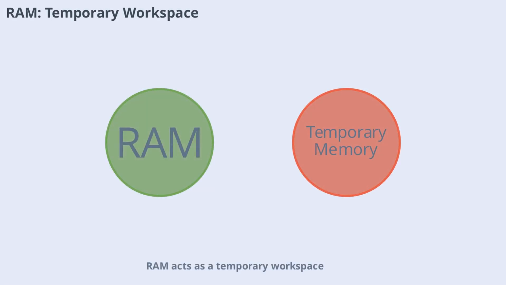RAM acts as a temporary workspace. It's where all the action happens while you're working on something. When you open a file or run a program, it's loaded into RAM for quick access. But remember, as soon as you shut down your computer, everything in RAM disappears, just like clearing the kitchen table after cooking. That's why RAM is called temporary memory.